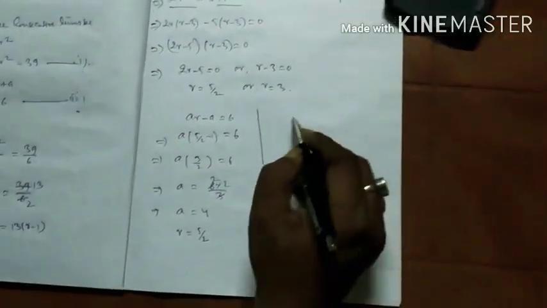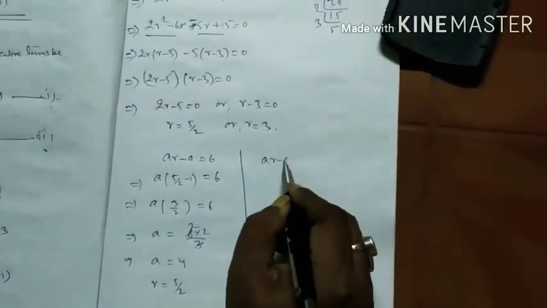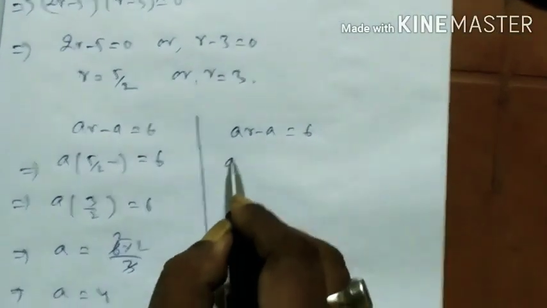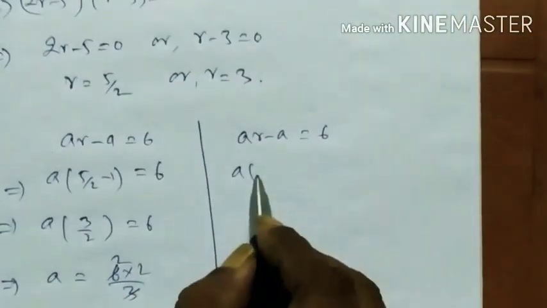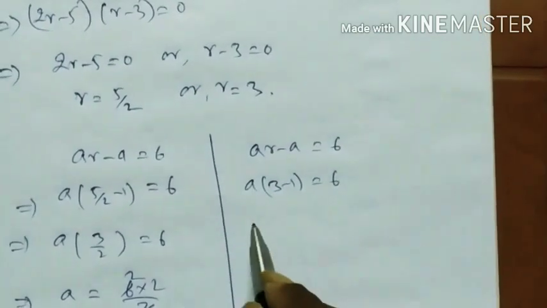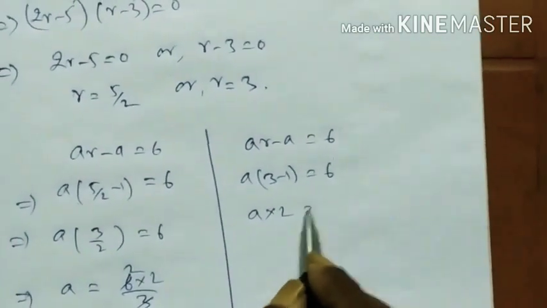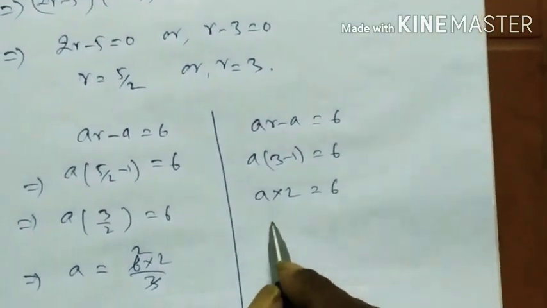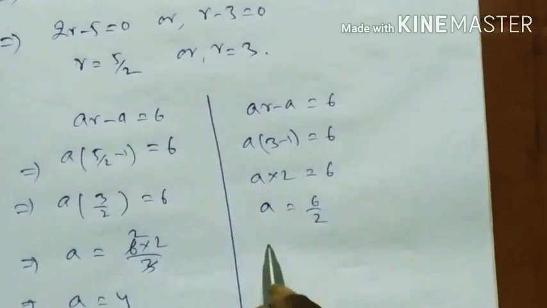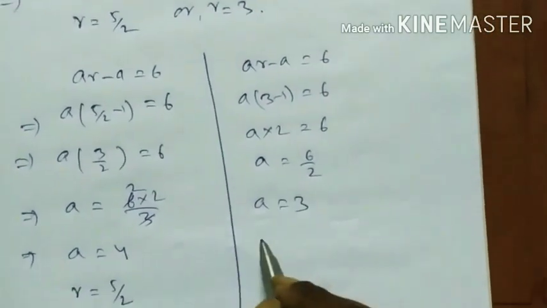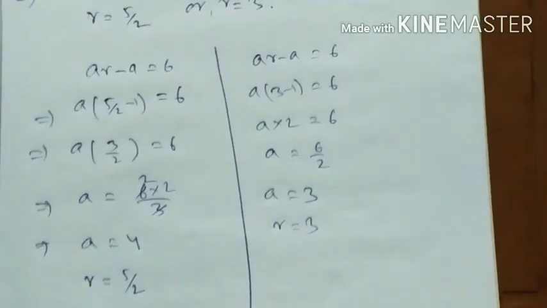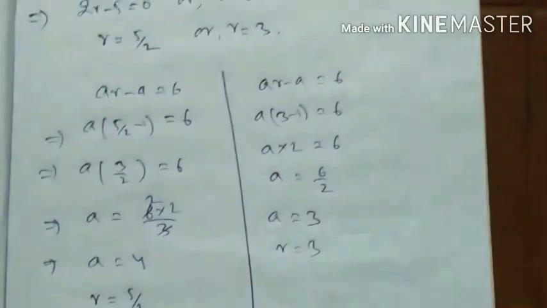And for the second set, AR minus A is equal to 6. Here A common, I am going to take 3. 3 minus 1 is equal to 6. So A into 2 is equal to 6. And so A is equal to 6 by 2. This is equal to 3. So here R is equal to 3. So there are two sets. Therefore, I will get two sets of GP.